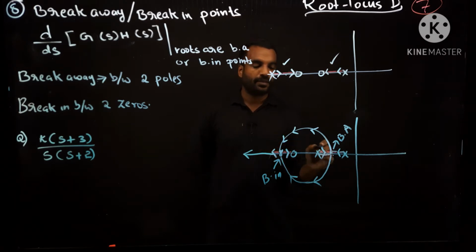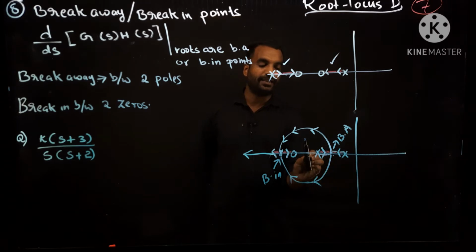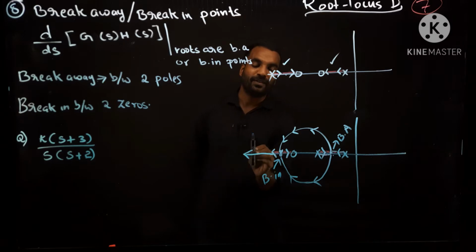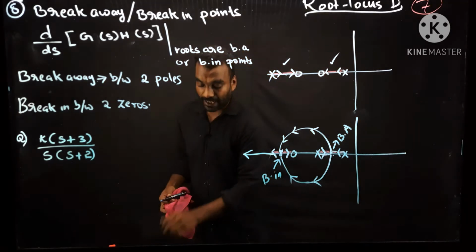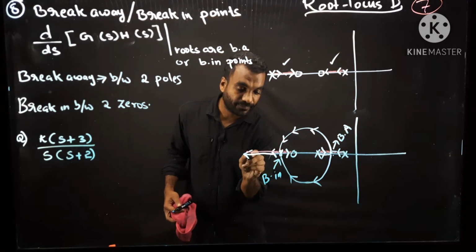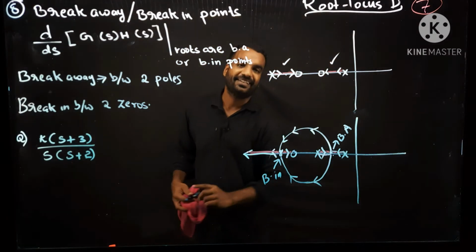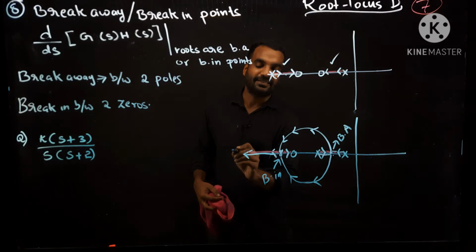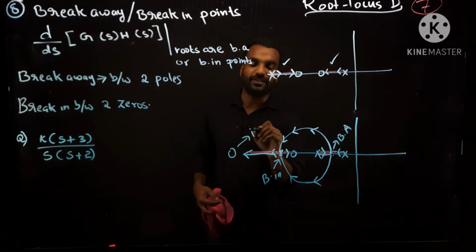Because the root locus will not exist in this area, but at this area it will exist. It will exist up to here, 3, 3, 3. It will exist up to negative infinity. What is the meaning? The other zero is there somewhere in the infinity.